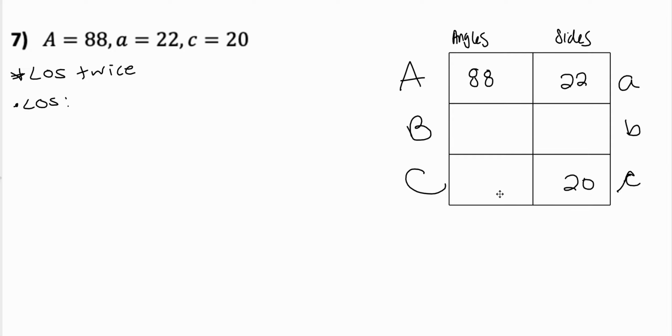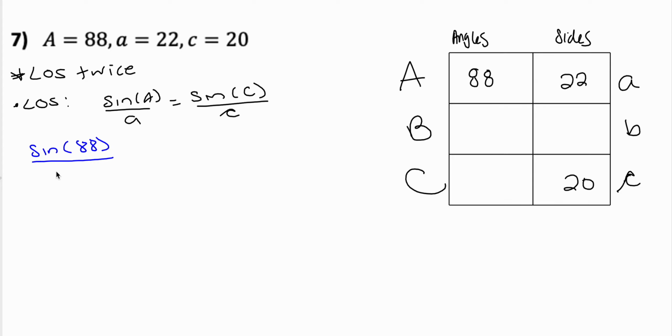Well, big C is an angle. That means that this angle will be on the top of my fraction when I do law of sines. So I will keep the angle in the top. Since I'm using the A's, I'll end up having sine of big A over little a is equal to sine of big C over little c. And now I can fill in the numbers. So we have sine of big A, which is 88 degrees, over little a, which was 22, is equal to sine of big C, which is unknown, divided by little c, which is 20.